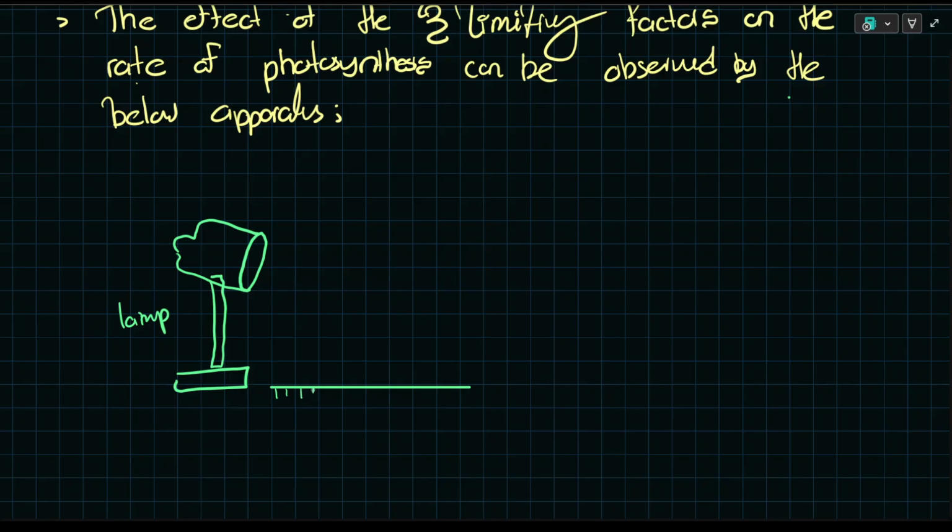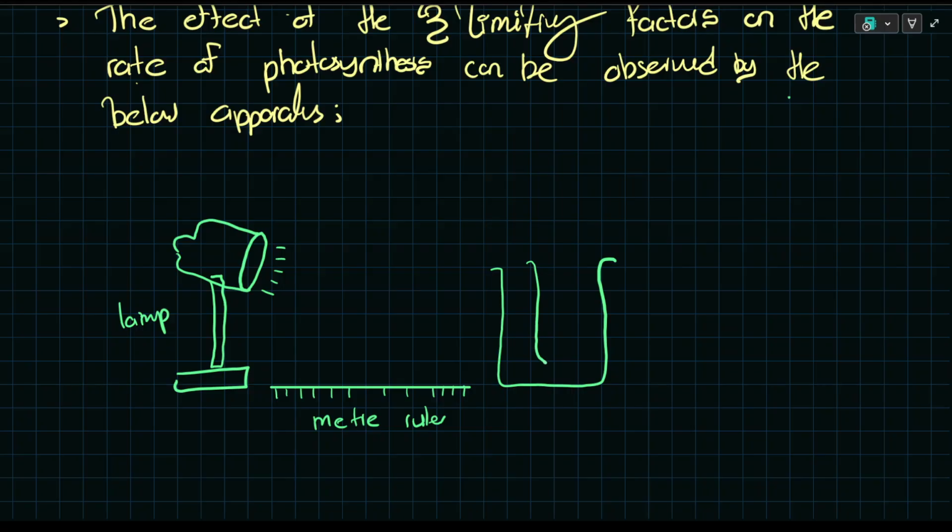And then we have a specific distance. How do we measure that specific distance? We actually use a meter ruler, the big meter ruler. Obviously the lamp is producing light. And then here we have a beaker filled with water. Then we have a test tube stoppered by a bung, and that bung is connected to a gas syringe.